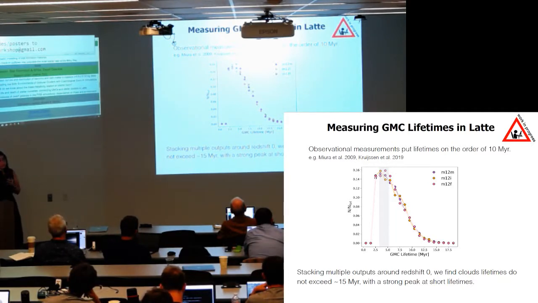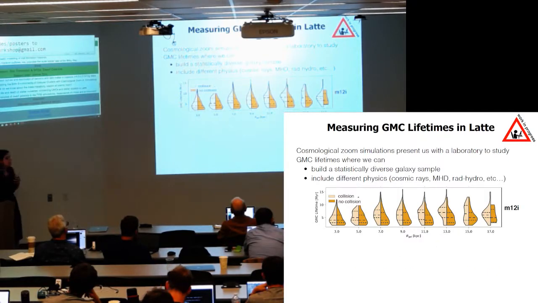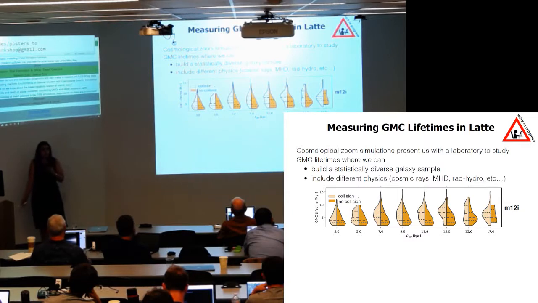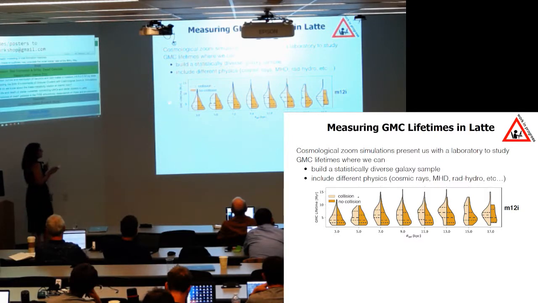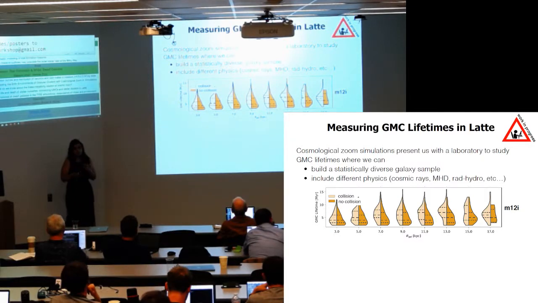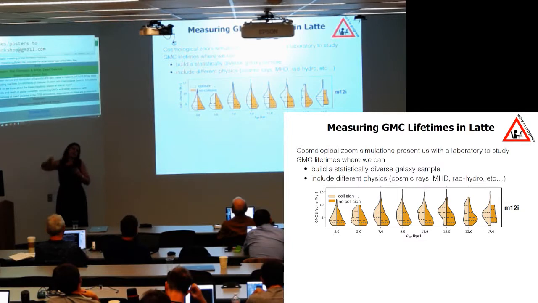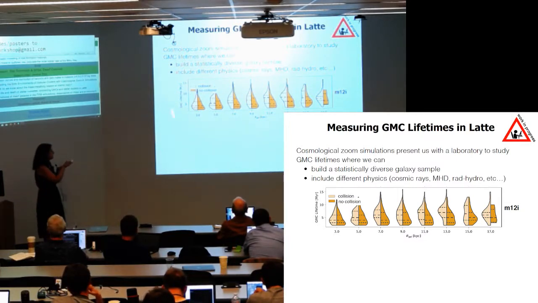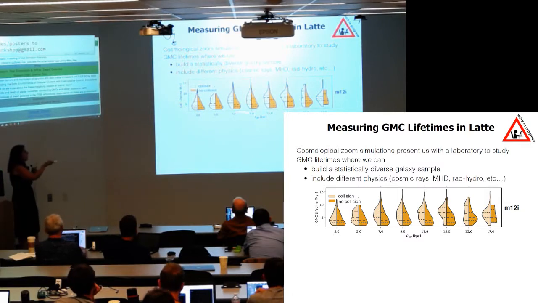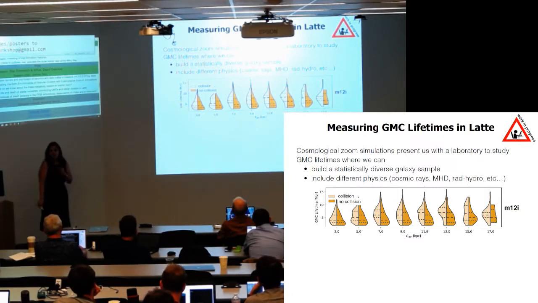But the picture is a little more complicated than that, because I told you that cloud properties, at least, are a strong function of galactic environment, and that clouds can experience collisions and mergers and all kinds of fun things. So what I've done here now is made a series of violin plots. A violin plot is basically if you take a histogram of GMC lifetime and flip it on its side. So GMC lifetime is here, and I've binned them based on their position in the galaxy.